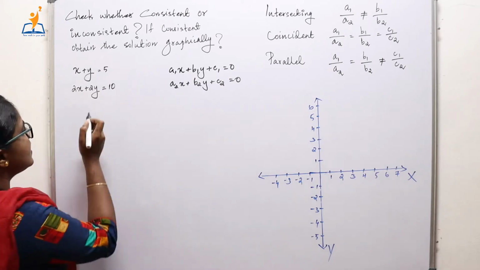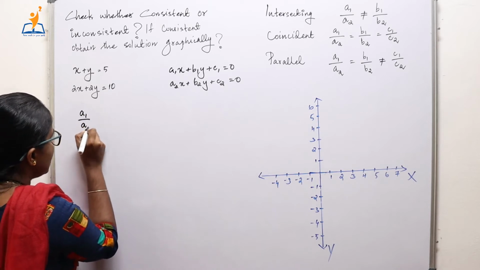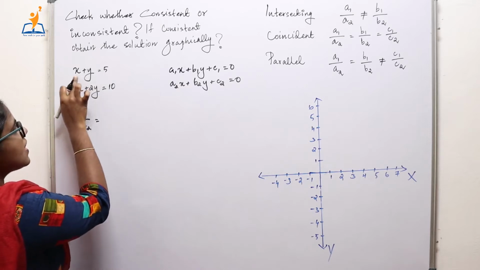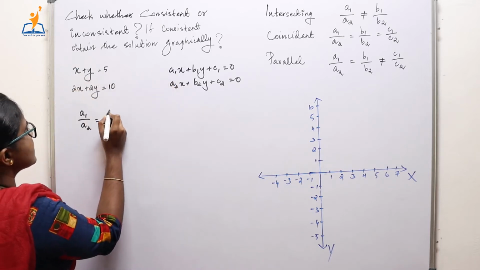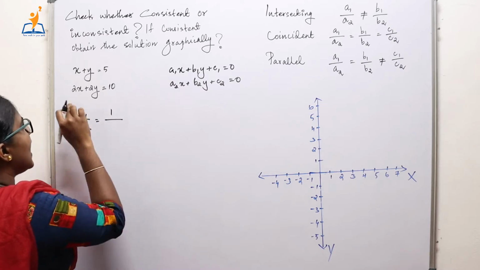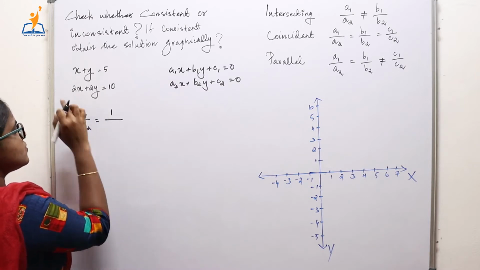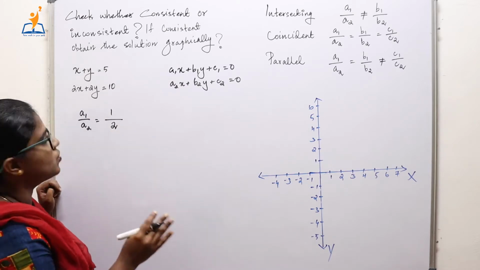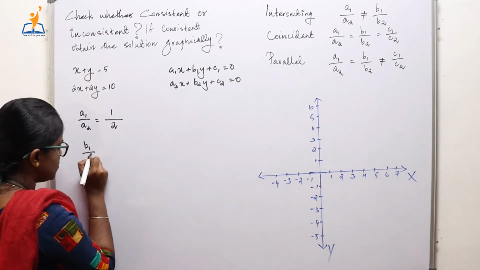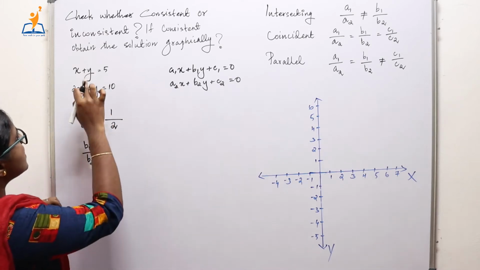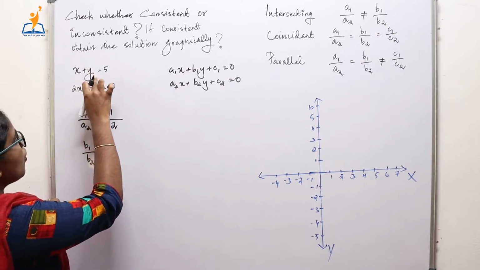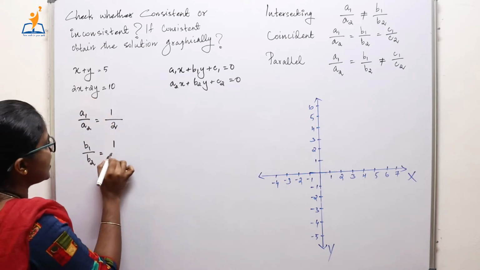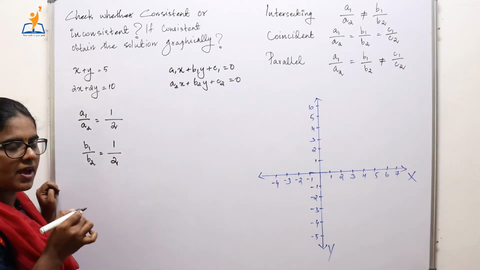First of all, let's find a1 by a2. From these two equations, a1 is the coefficient of x, which is 1, and a2 is the coefficient of x in the second equation, which is 2. Therefore the ratio a1 by a2 is 1 by 2. Now let's go for b1 by b2. The coefficient of y is 1, and here the coefficient of y is 2, and the ratio is 1 by 2 again.